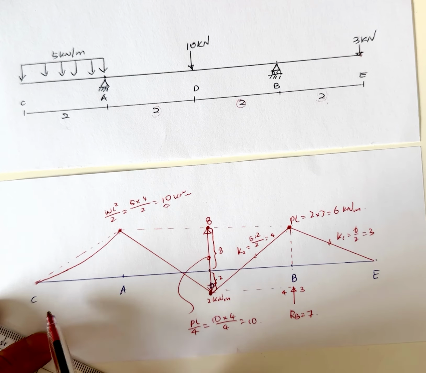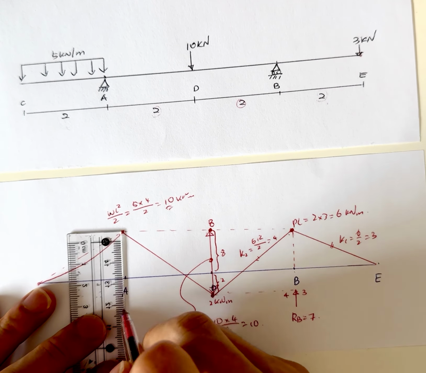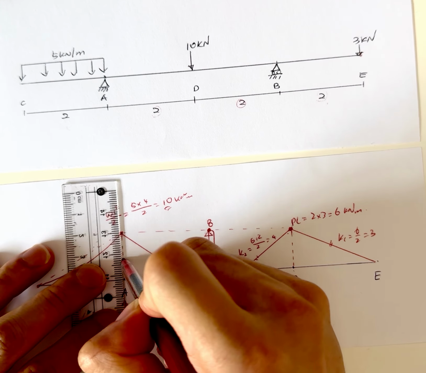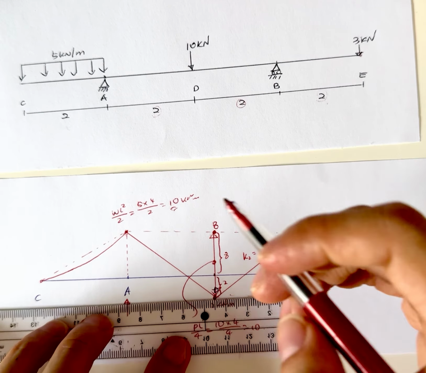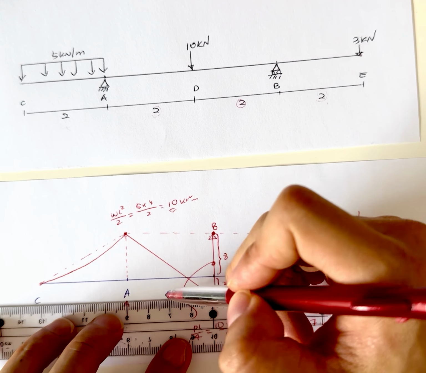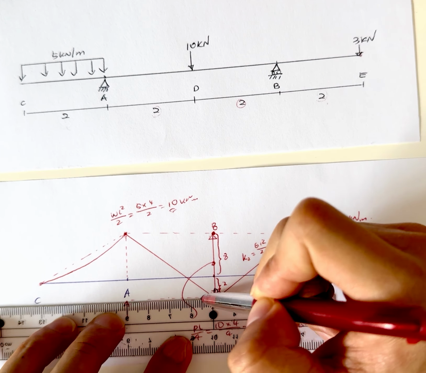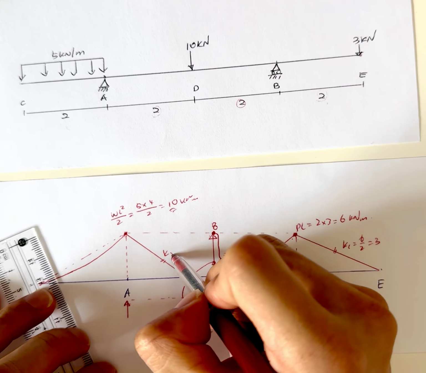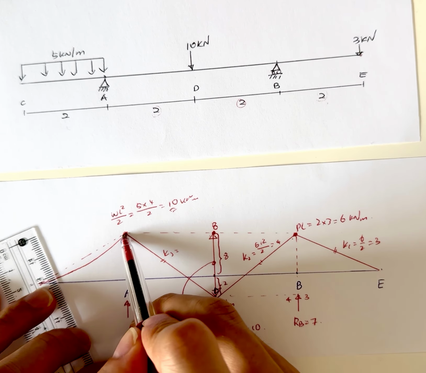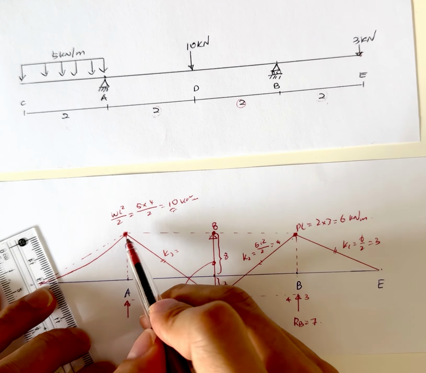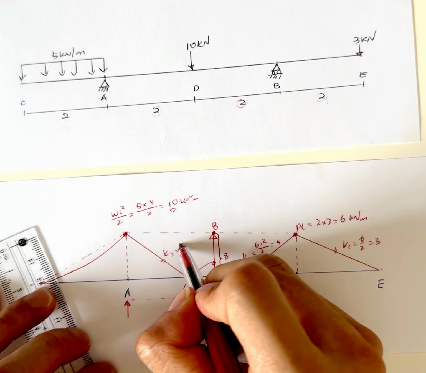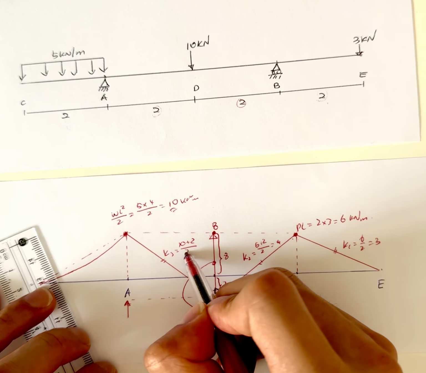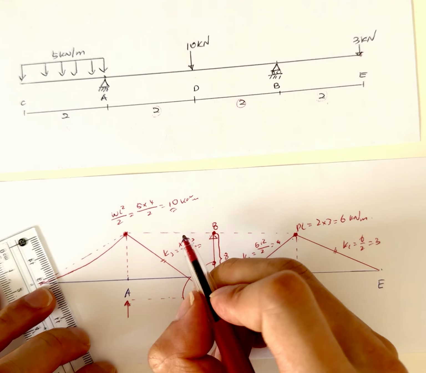Now let's move on to support A. Same thing, we can do it with the right-hand side. Let's look at the right-hand side first at point A. It's got a triangle, and it's easy to work out. That's called K3. We've got a point load, and the top is 10, and the bottom is 2. So this vector here is 10 plus 2, divided by your distance 2, equals 6.